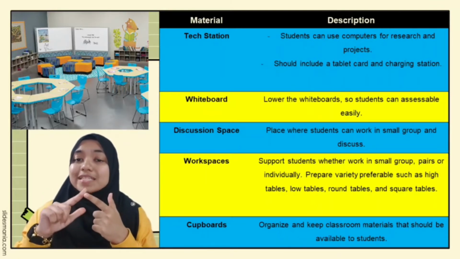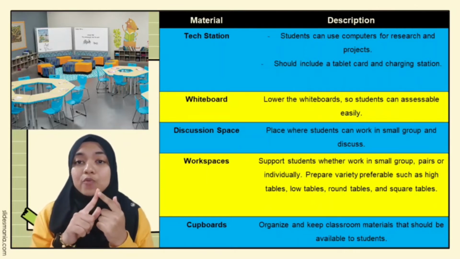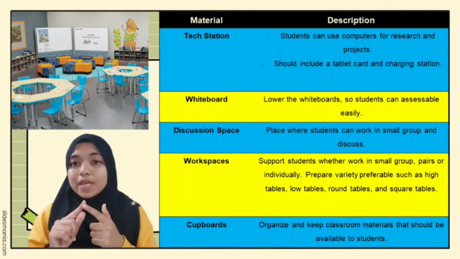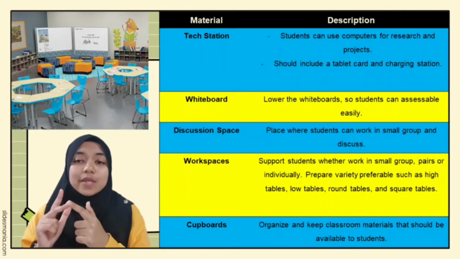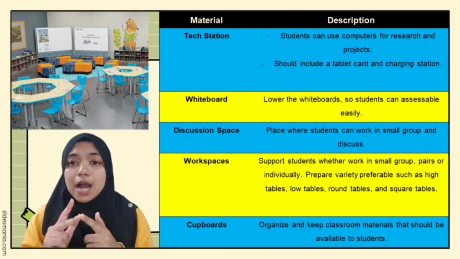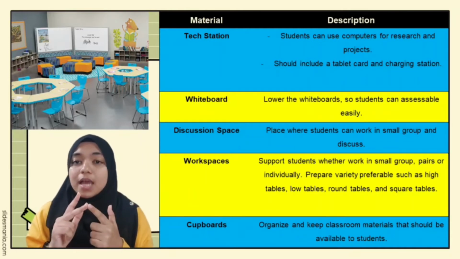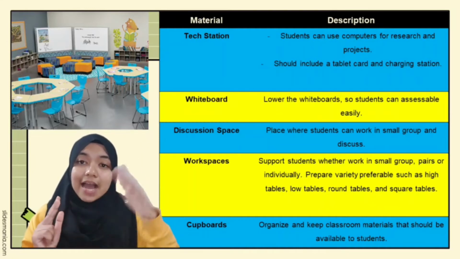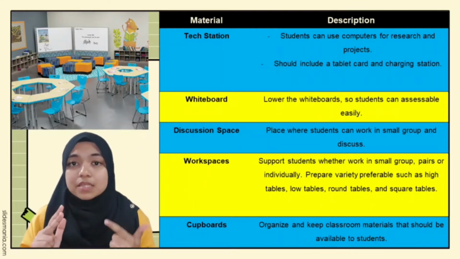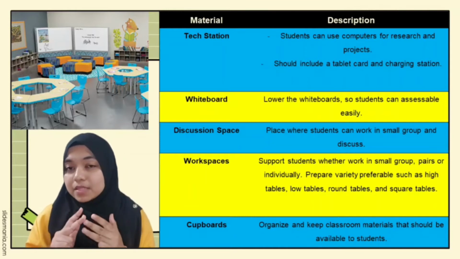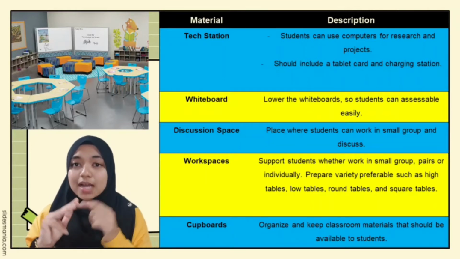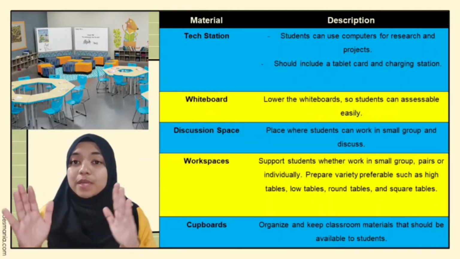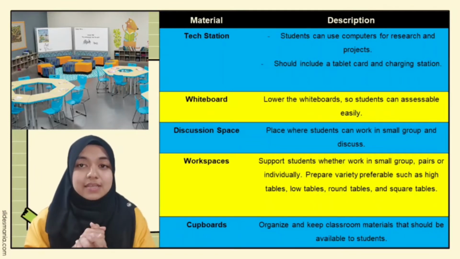Next, a discussion space where students can work in a small group and discuss. Then, a workspace that supports students whether they work in small groups, pairs, or individually, and it should provide a variety of preferable furniture such as high tables, low tables, round tables, and square tables. And lastly, cupboards that organize and keep classroom materials that should be available to students.